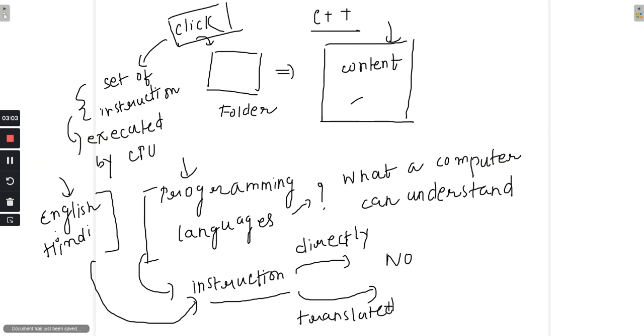What is machine language? A language that consists of only zeros and ones. If an instruction gets converted to zeros and ones, or a sequence of zeros and ones, this is the thing that a computer can understand.